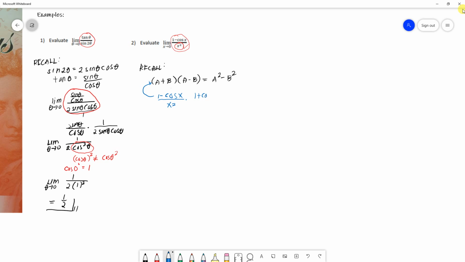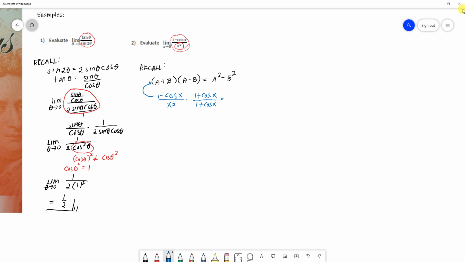si 1 minus cosine x, kung i-multiply ko siya ng 1 plus cosine x. Siyempre, kung ano ginawa ko sa numerator, ganun din gagawin ko sa denominator. Para maging equals kay 1. So, walang nabago. This is just equals to 1. Walang nabago doon, ha? Hindi pa pwedeng yung numerator lang yung may 1 plus cosine x, yung denominator, wala kayong gagawin. So, hindi pwede. Sabi sa equation, kung ano gagawin mo sa taas, dapat ganun din gagawin sa baba. Kung ano gagawin sa kaliwa, ganun din gagawin sa kanan.